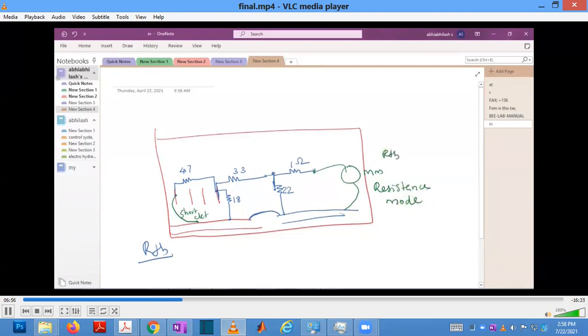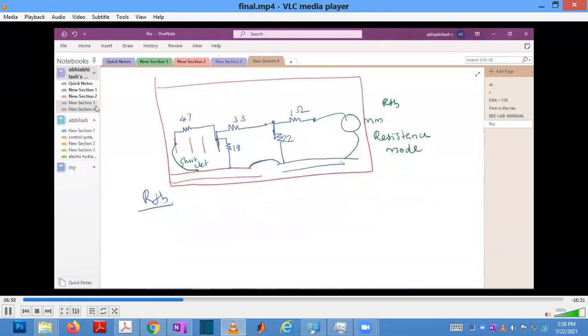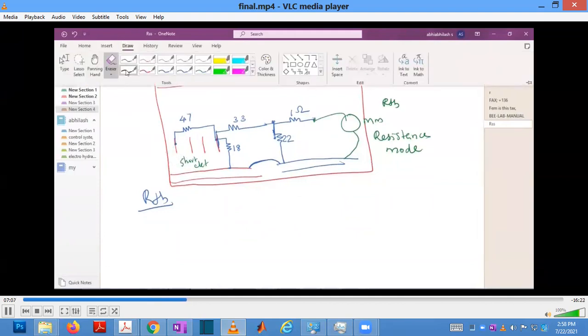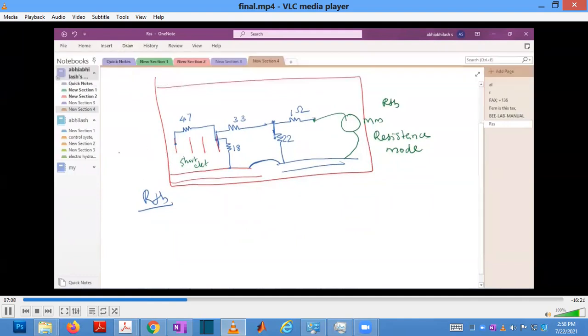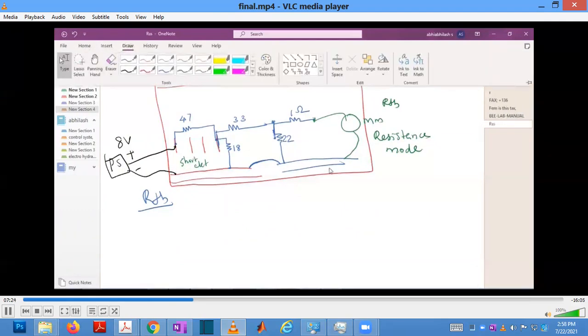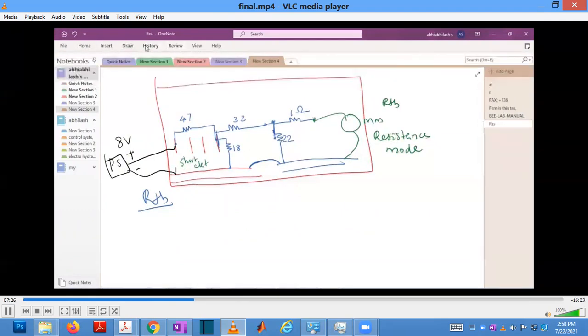So the multimeter will give you the RTH resistance. Now you remove the short circuit and connect the voltage source. That is the 8-volt power supply you have to connect, plus to here and negative to this short circuit terminal. Put the multimeter in voltage mode and you will get the voltage VTH.